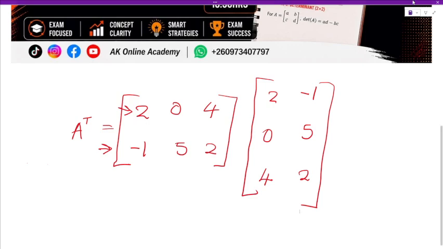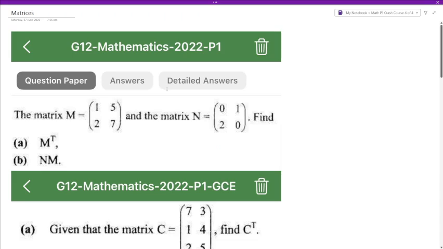Okay, so at this point I think we can now proceed to the questions. Do we have any questions at this point? Is there anyone with a question before we proceed to the exam questions? Okay, since we are good to go, we go to matrices.